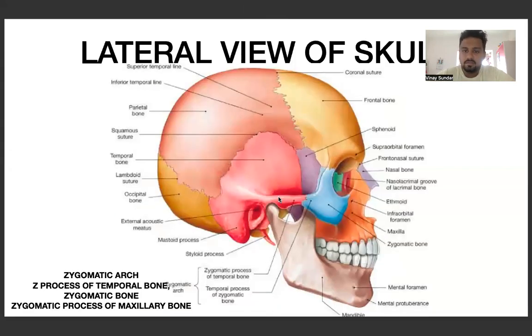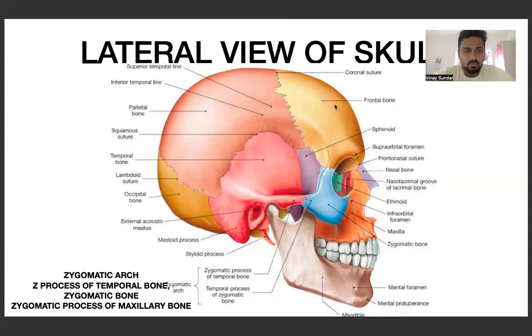Now we come to the lateral view of the skull. So we're going to see the same set of bones, but the only difference is the lateral view. Here, the coronal suture remains the same, and the frontal bone. Try to orient yourself in whichever position you see the skull, whether from the top, from behind, from the side, or from the front. You should be able to identify all the bones. If you do that, this particular osteology becomes pretty much easy.